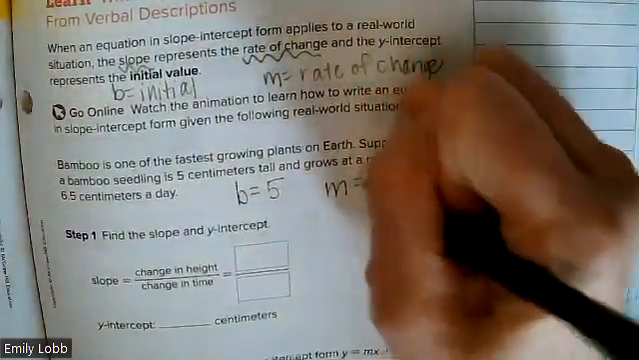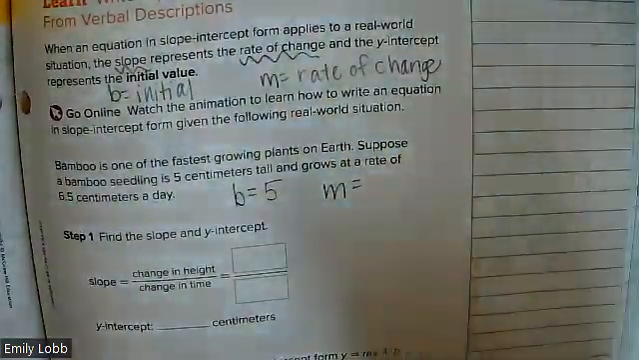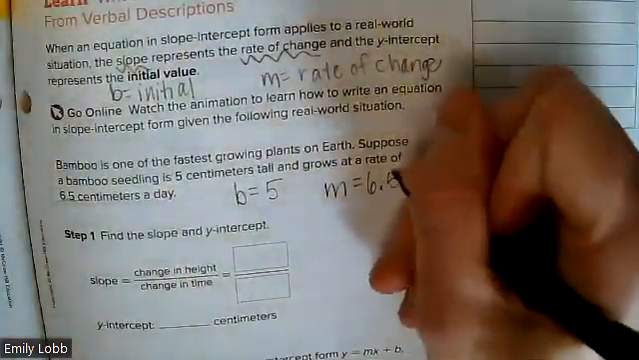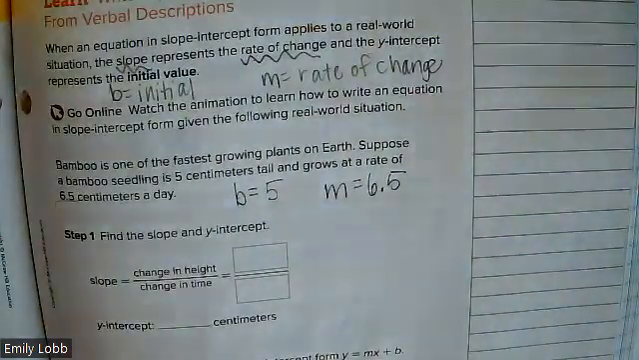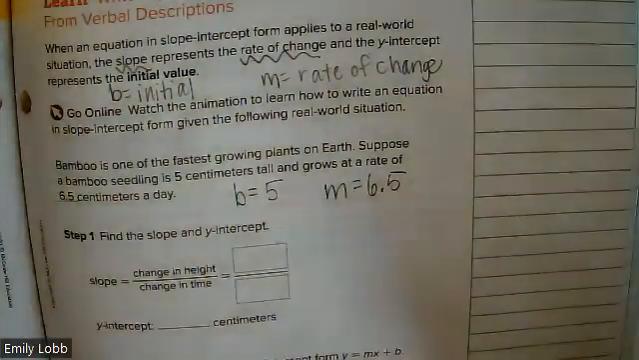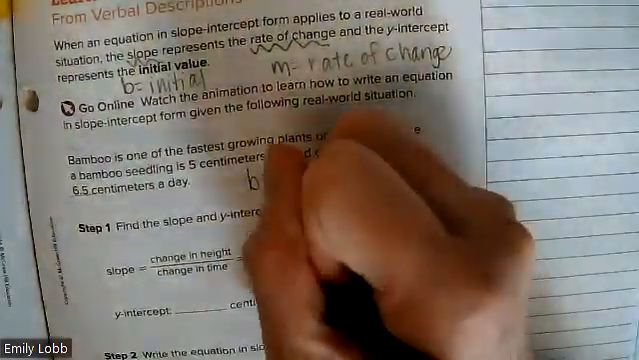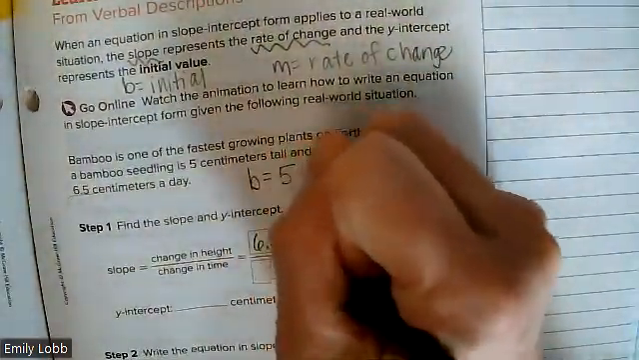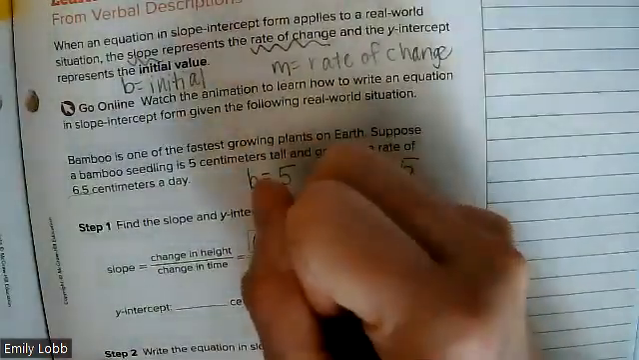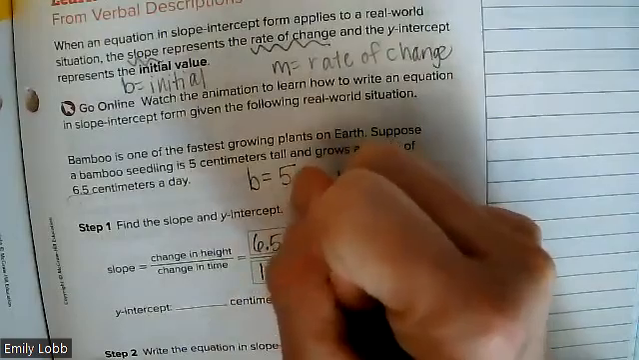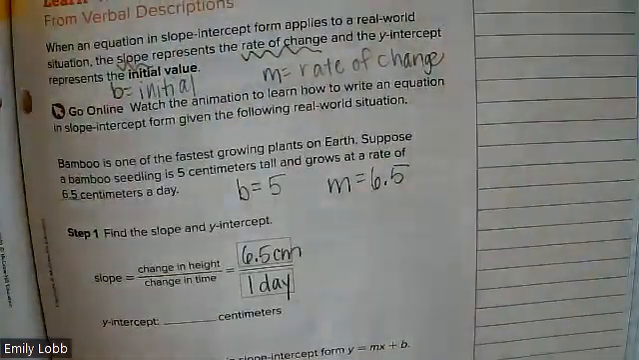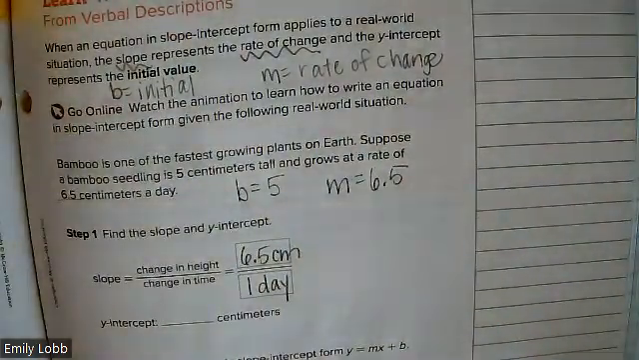So what is our slope equal? 6.5 centimeters a day. Perfect. Or 6 and 5/10, or 6.5. So the slope is our change in height, 6.5 centimeters, divided by our change in time. Well, they gave us that time as 1 day. So you could just write this as 6.5, right?